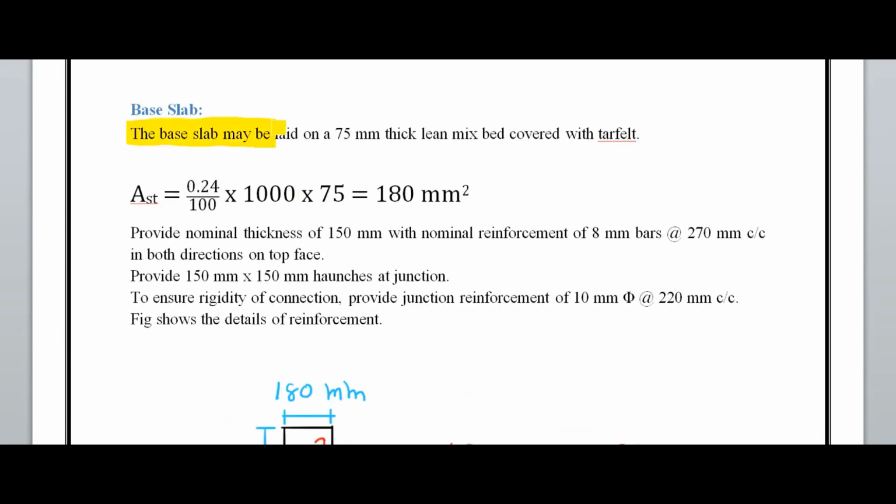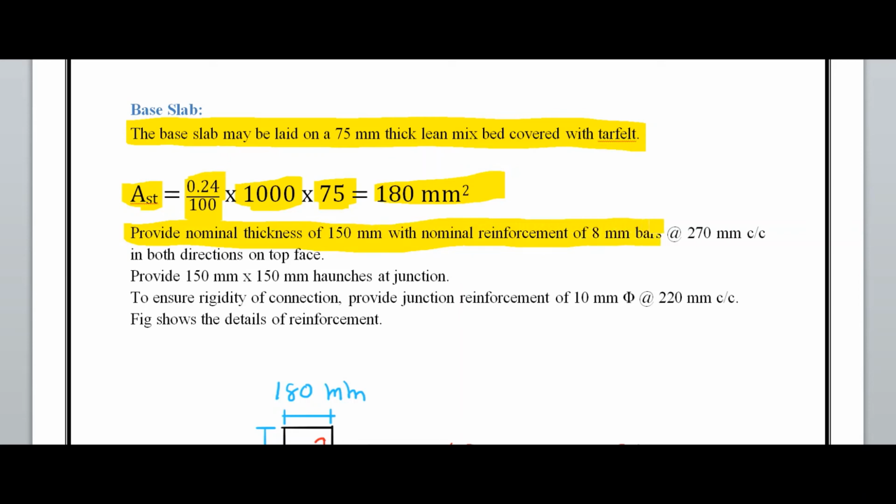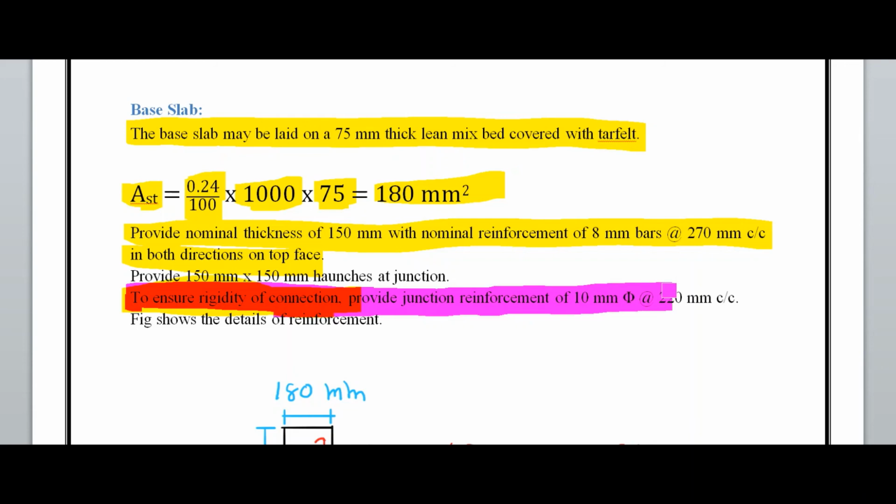The base slab may be laid 75 mm thick. Ast is 0.24 by 100 into 1000 into 75, so 180 mm square. So we provide thickness 150 mm, nominal reinforcement 8 mm diameter bar at 270 mm center to center in both directions on the top face, right? To ensure the rigid connection, this is important, provide junction reinforcement of 10 mm diameter at 220 mm center to center.